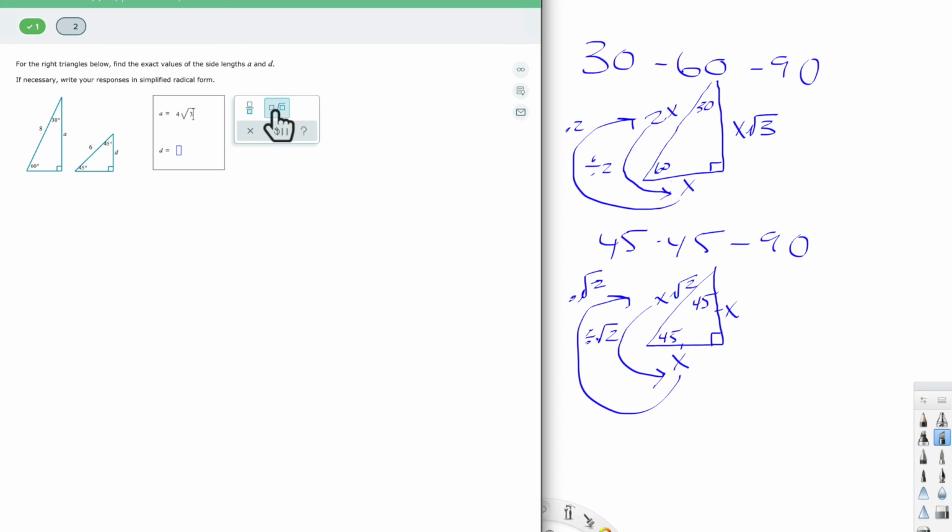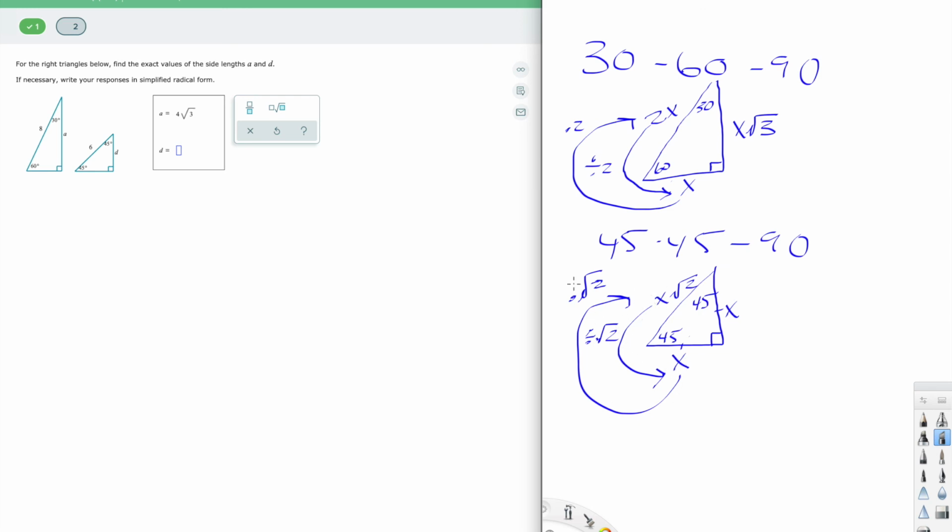All right, for D, it wouldn't matter which leg I'm looking for, whether the bottom one or the side one here. Either way, I'm going to divide by root 2, like that. Or if I was going this way, I'd be multiplying. So with the 45, 45, 90, it doesn't matter which direction you're going. You do the exact same thing. You're either going to be dividing by root 2 or multiplying by root 2.